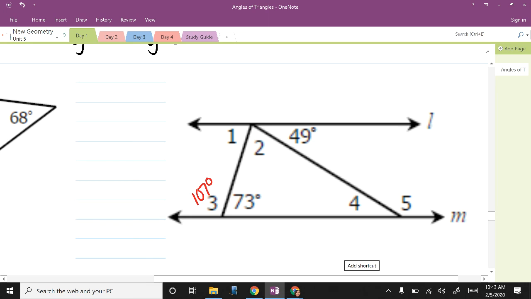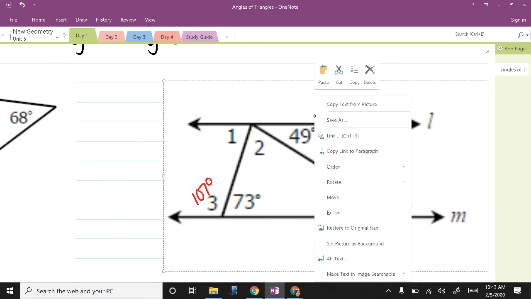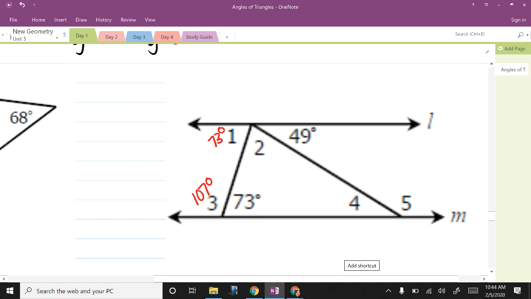What do y'all think? Are we going to have to assume parallel? Dang it, I hate assuming. All right, so if that's parallel, then this one is going to be 180. And these are alternate interior, so this would be 73, wouldn't it? Right? And let's see if that works out.